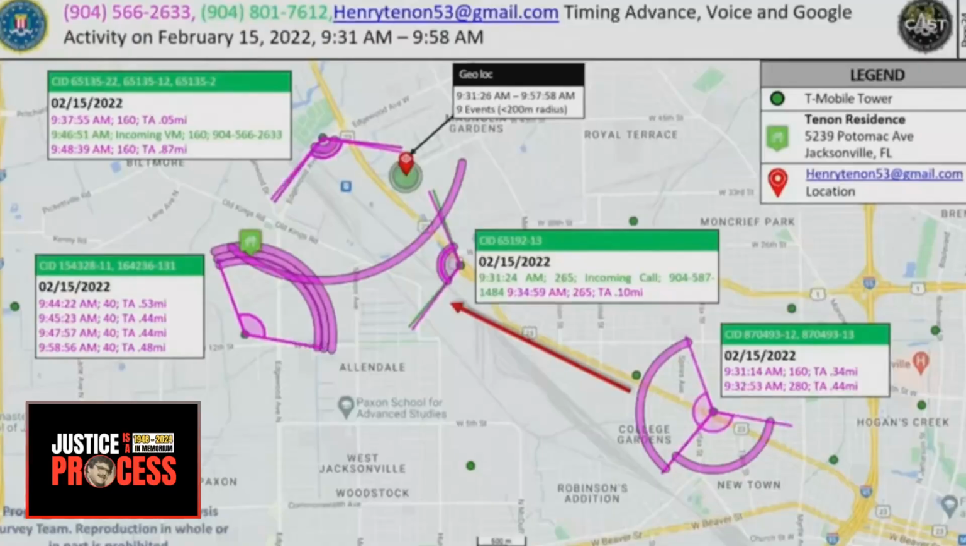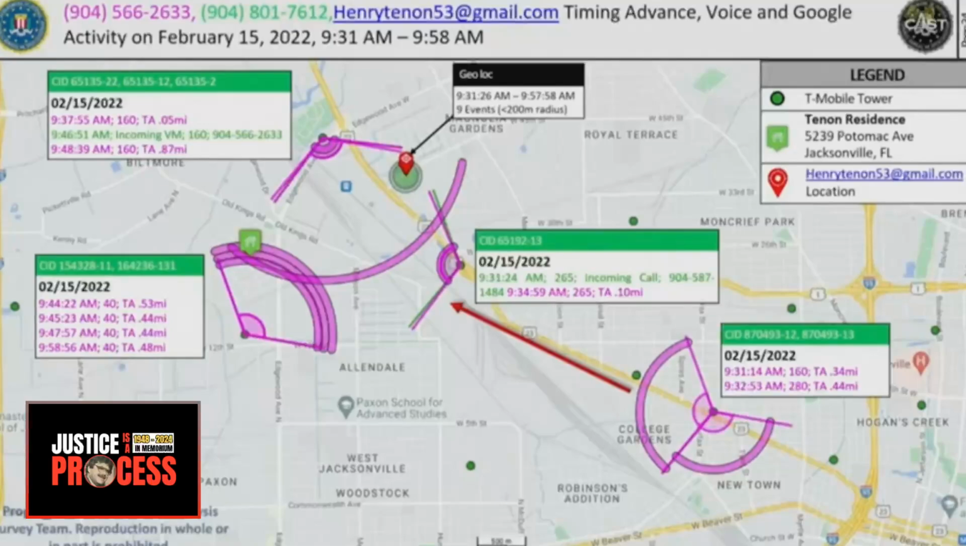Slide 34, we have timing advance data for 2633, Mr. Fernandez's phone, cellular data for 7612, Mr. Tenon's phone, and some of those Google location points for Henry Tenon 53. Can you tell us what we're looking at in this slide, slide 34?